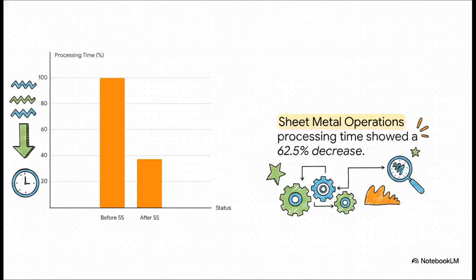And when we talk about return on investment, the numbers are just staggering. For example, in sheet metal operations, processing time has been shown to drop by a massive 62.5%. Just wrap your head around that. That huge time saving didn't come from buying some $1 million piece of equipment. It's simply the result of organizing the workflow, standardizing everything, and killing off the hidden wastes of motion and searching.